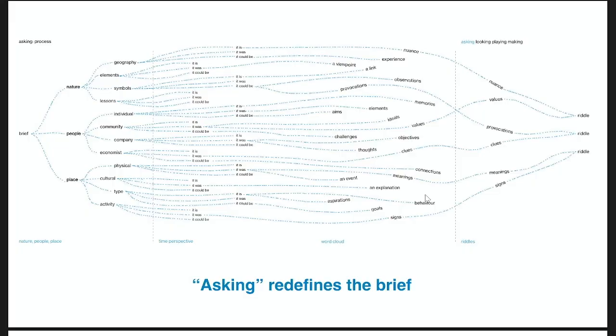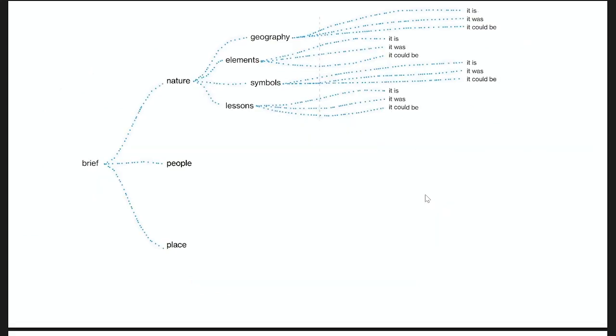So the first stage, and this may look complicated, but it's in these 3 pillars: nature, people, place. And each of the pillars is broken down into 4 different ways of looking at nature. So for instance, geography is everything that you see on the land, including the topography, the geology, the biodiversity.